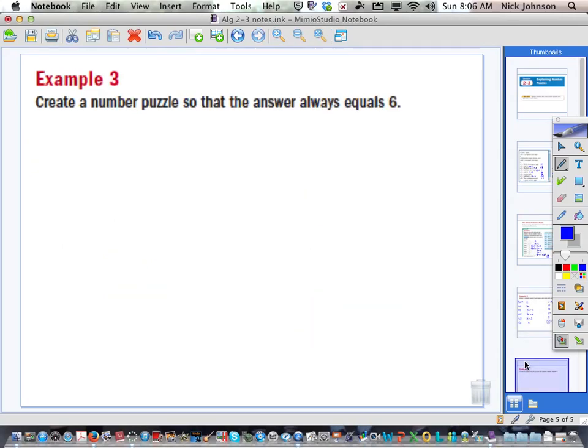What I want you to do for me for tomorrow is create a number puzzle so that the answer always equals 6. So when you do your algebra, kind of like in that 7 example, you're always going to get out 6. Bring that puzzle to me tomorrow, and we'll work on it together in class.